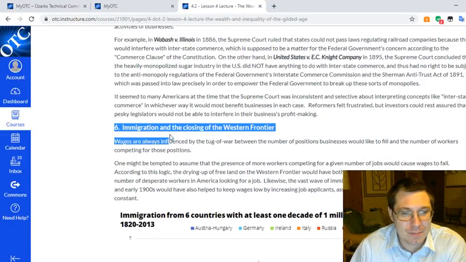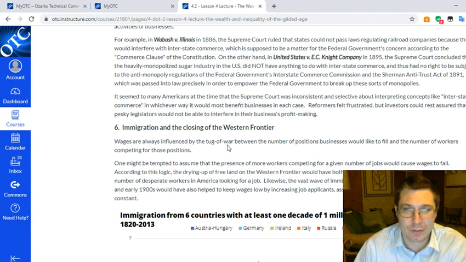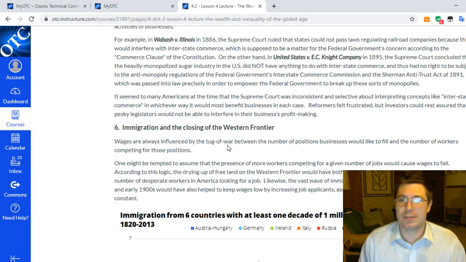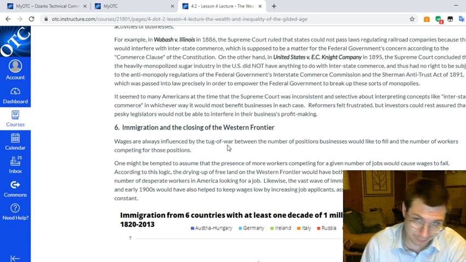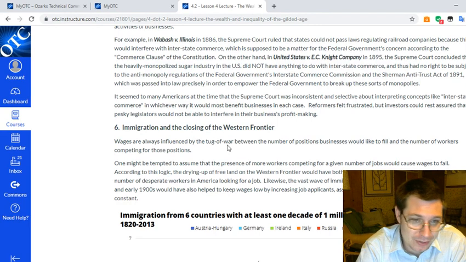And possible reason number 6 for the economic growth in the Gilded Age was the immigration and the closing of the Western frontier. Wages are always influenced by the tug of war between the number of positions that businesses would like to fill and the number of workers competing for those positions. One might be tempted to assume that the presence of more workers competing for a given number of jobs would cause wages to fall and would make businesses very happy to be able to pay lower wages.